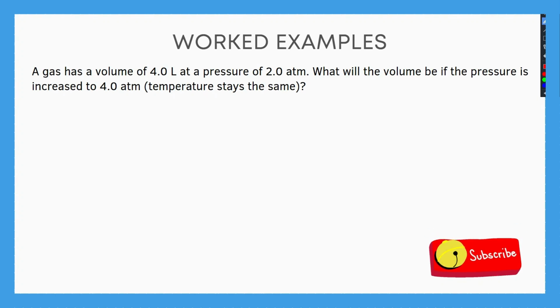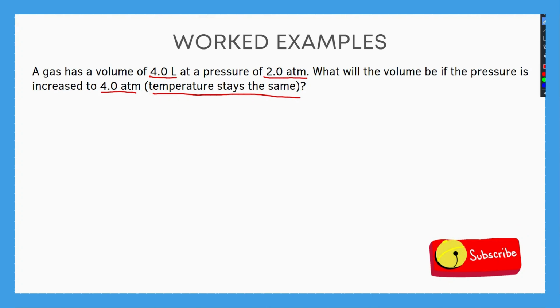Example number 1 says a gas has a volume of 4.0 liters and has a pressure of 2 atmospheres. What will be the volume if the pressure is increased to 4.0 atmospheres? Assume the temperature stays the same. So first things first, let's list out our variables and then input them into the equation and get our answers.